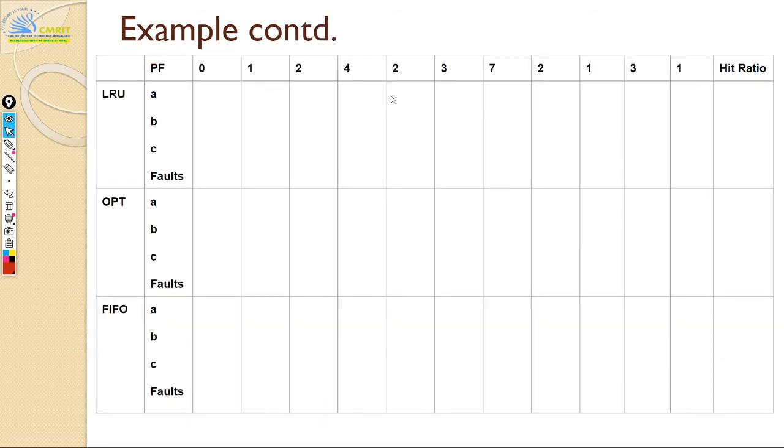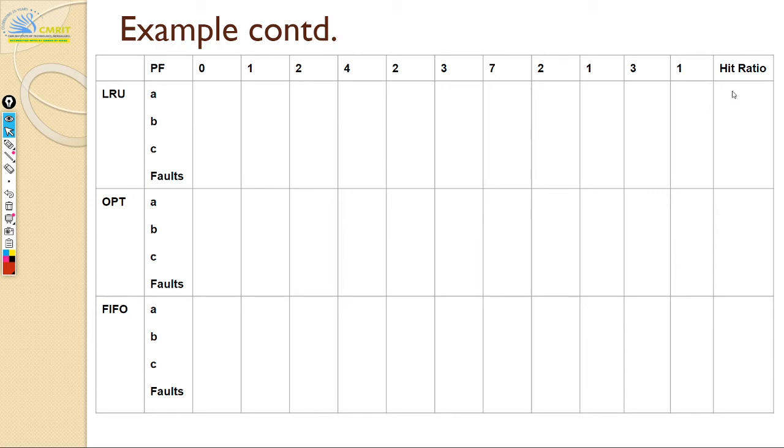Now we are going to solve this. This is the same sequence in which we have the page trace: 0, 1, 2, 4, 2, 3, 7, 2, 1, 3, and 1. What we are going to do is simulate the entire program, simulate the page replacement policy according to these algorithms, and compute the hit ratio.